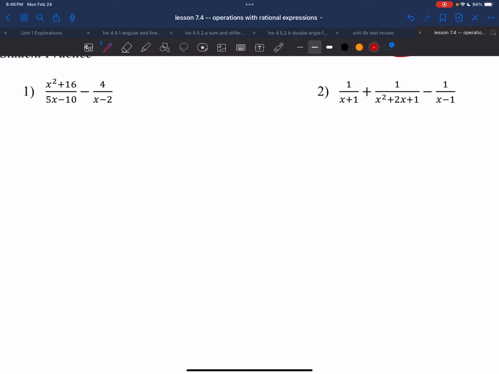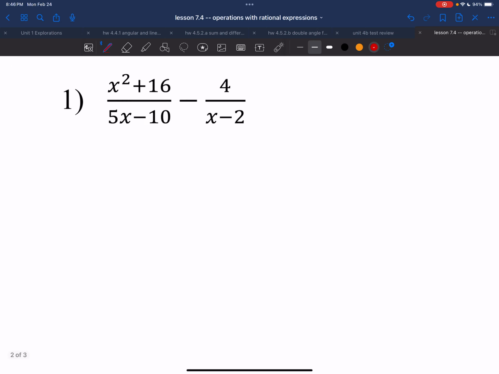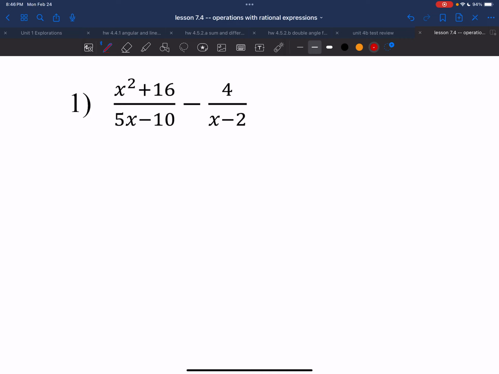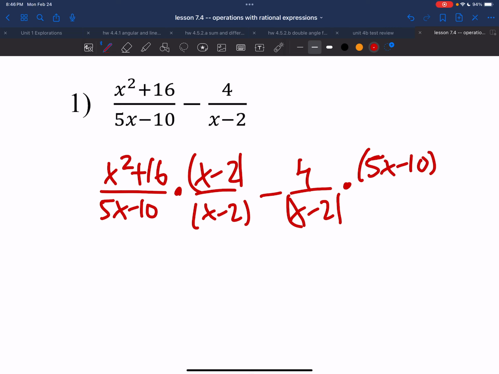Okay, so here's number 1. Let me show you a common student mistake, well, it's not really a mistake, but it's just not the best direction, yeah? They would say, oh, okay, let me take x squared plus 16 over 5x minus 2, and let me just multiply that by the denominator x minus 2. And then let me take the x minus 2, and I'll multiply that by the other denominator, 5x minus 10 on top and bottom.